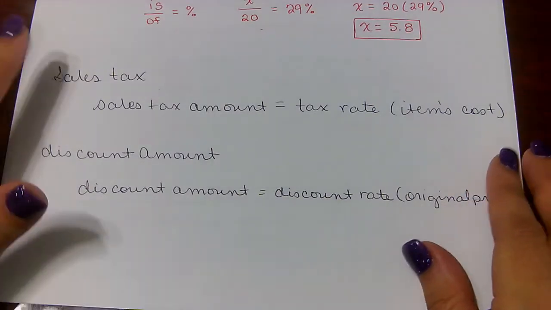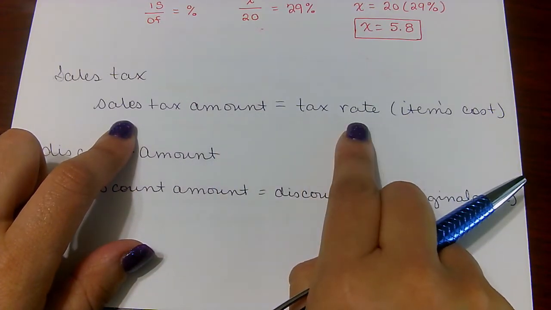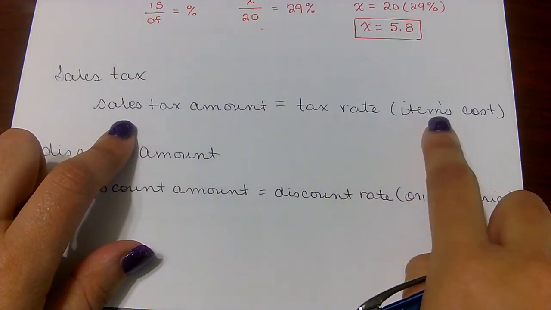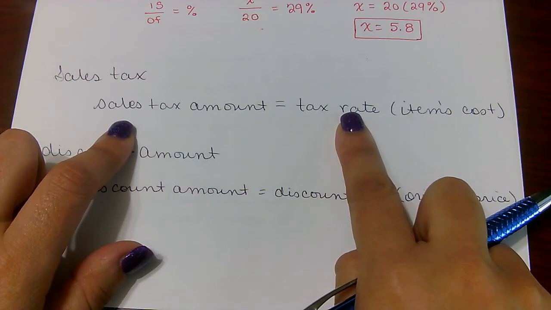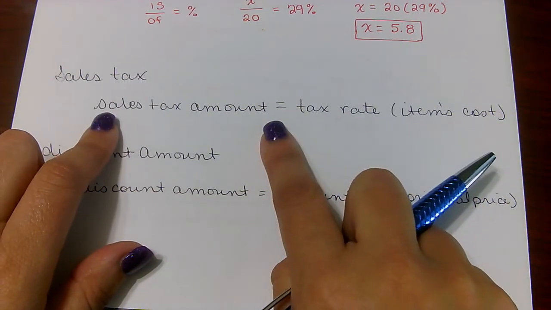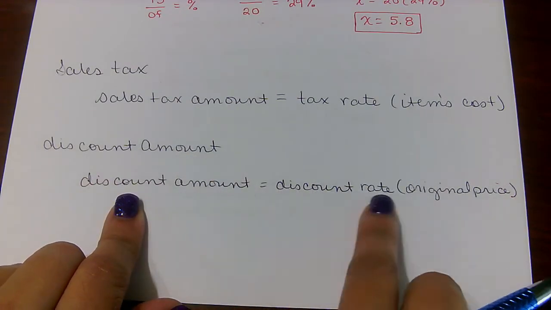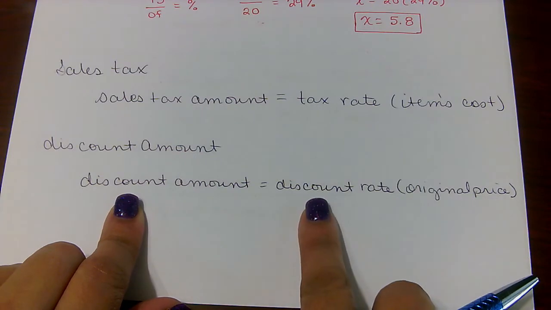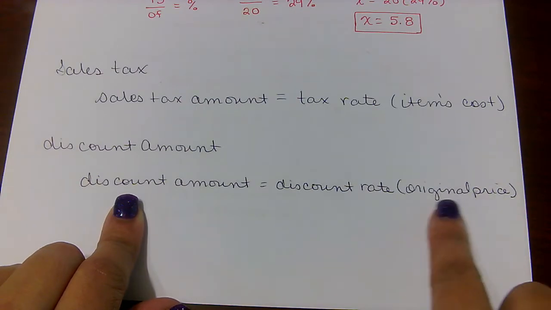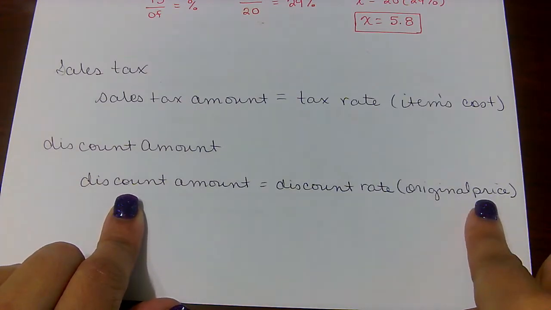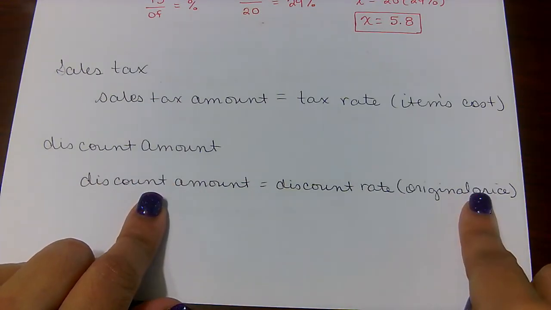On our next part, we have sales tax. The sales tax amount is going to equal the tax rate times the item's cost. So whatever the cost of the item is, times the percent rate that you have to pay in taxes, that's going to equal the amount of sales tax. Our discount amount is going to be our discount rate times the original price. So if something is 30% off, we can put 0.3 or 30% times whatever the cost of that original item is. And that will tell us how much we can take off the original amount.